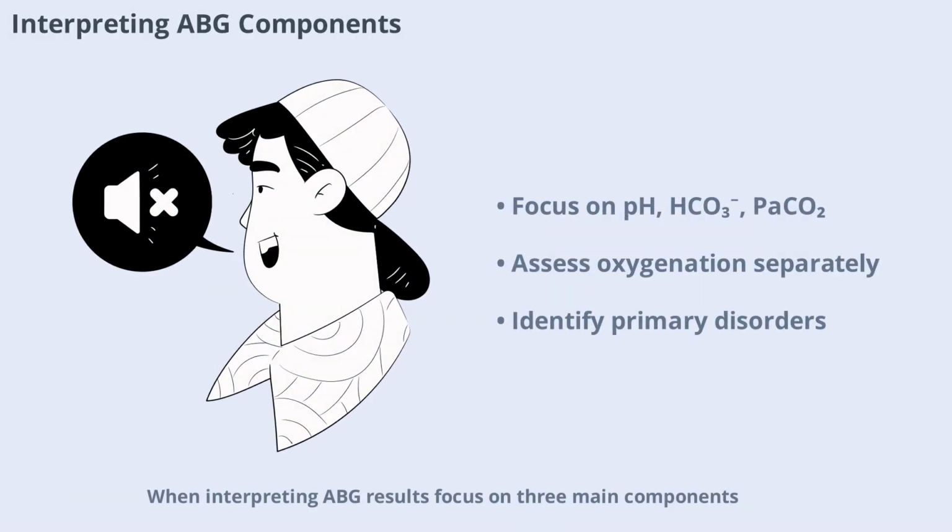When interpreting ABG results, focus on three main components: arterial blood pH, bicarbonate HCO3-, and carbon dioxide PaCO2. These values are interconnected, and changes in one often lead to compensatory changes in the others. Oxygenation, assessed by PaO2, should be examined separately after evaluating the acid-base relationship. This approach helps identify primary disorders and guides further investigation.